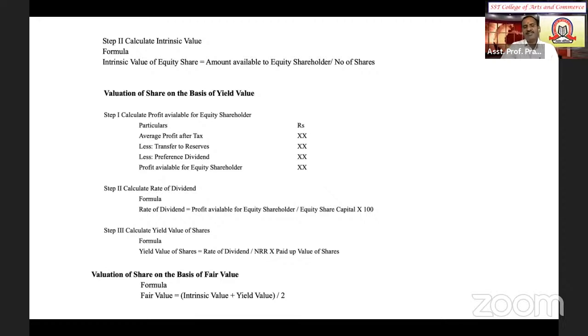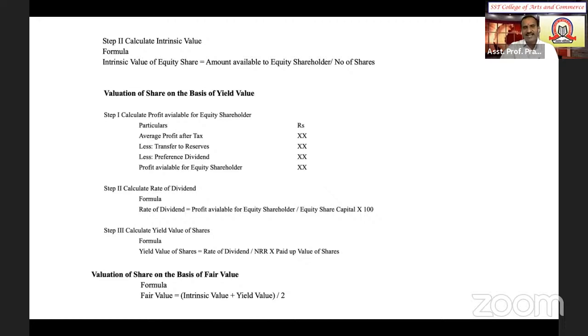So fair value is a combination of 2 values divided by 2. That is the average of intrinsic value and yield value. The formula is very simple. Fair value is equal to intrinsic value plus yield value divided by 2.